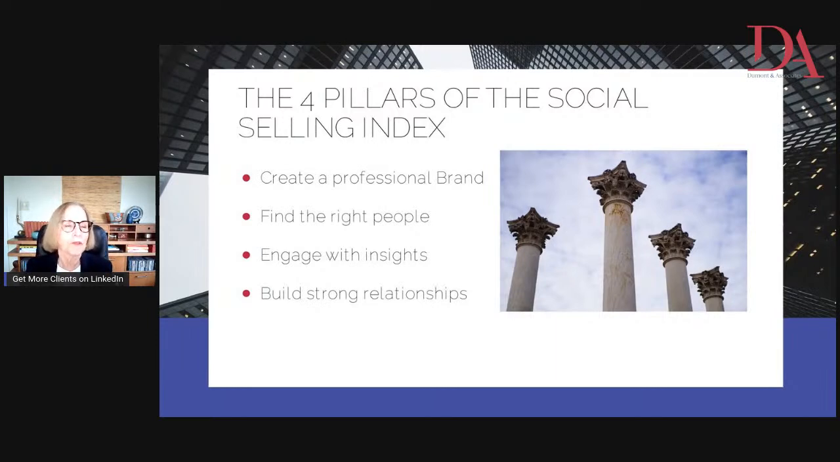Engage with insights. Now, this is the one that confuses people, and I've heard it so many times: what the heck does engage with insights mean? Well, it means being active in your news feed. You can actually customize your news feed and teach LinkedIn to bring you only those subjects and topics that you really want. It's a fabulous thing.